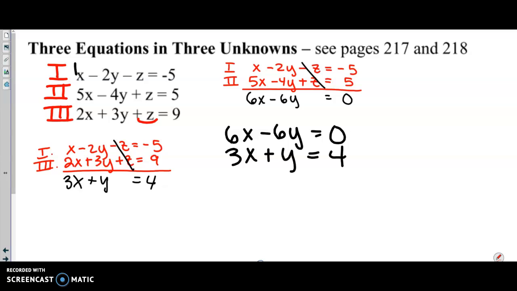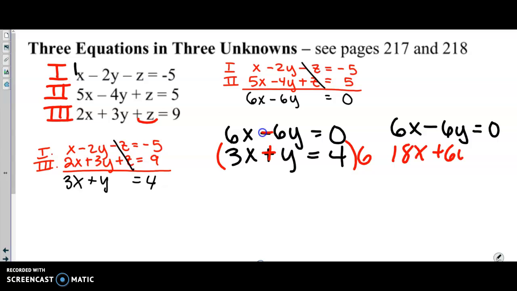So we have to eliminate again. You can decide which variable you want to eliminate. I'm going to eliminate y just because looking here, this 6 is negative and this y has a +1. I'm going to multiply this bottom equation by 6. So we are going to have 6x minus 6y equals 0, and the bottom equation is going to be 18x plus 6y equals 24.